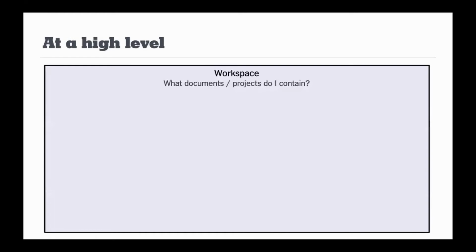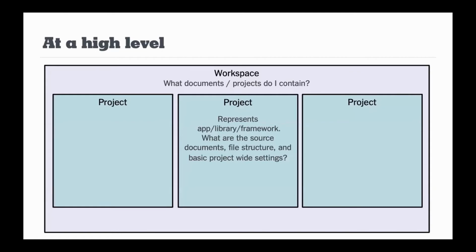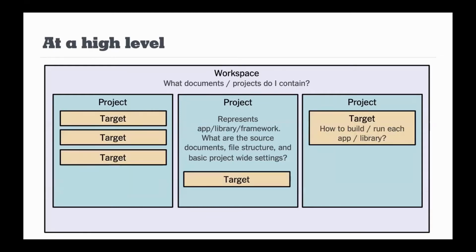Now, at a high level, a workspace is basically a document that tells you what projects it contains as well as some other documents. And you can think of a project as representing an app, library, or a framework. And it has things like what source documents that app, library, or framework needs, what is the file structure, or what are some basic project-wide settings. So think of this like Android's root build.gradle. And each project has within it one or more targets. And a target tells Xcode how to build or run each app or library. So you can think of this like the app's build.gradle.